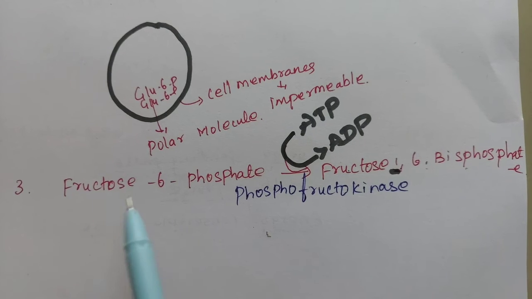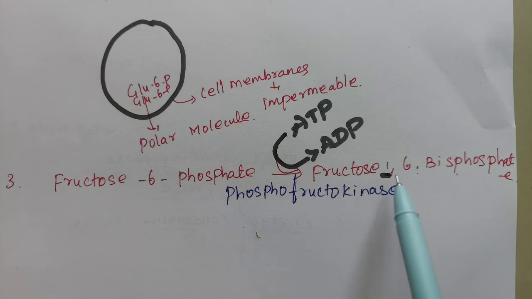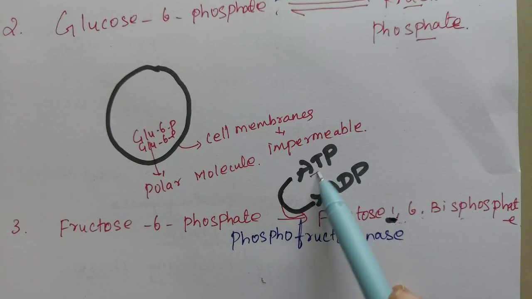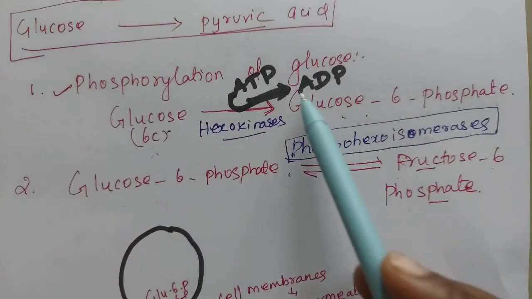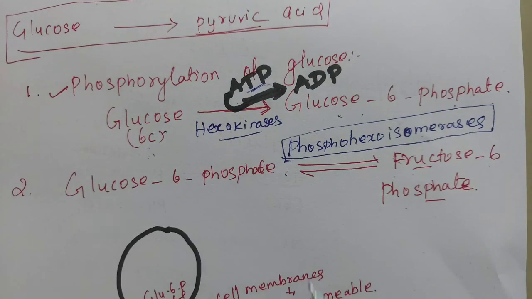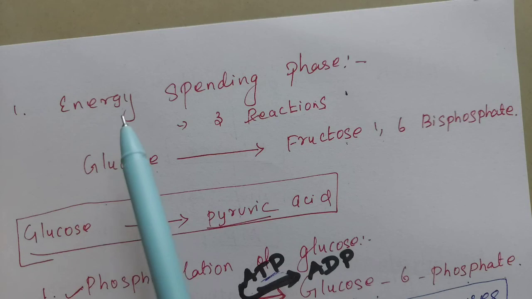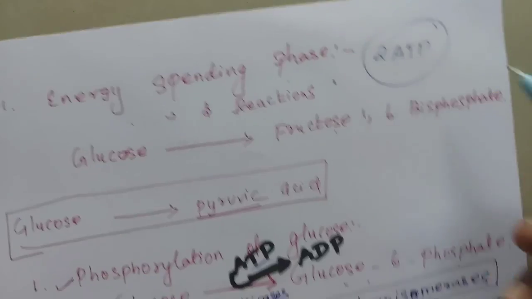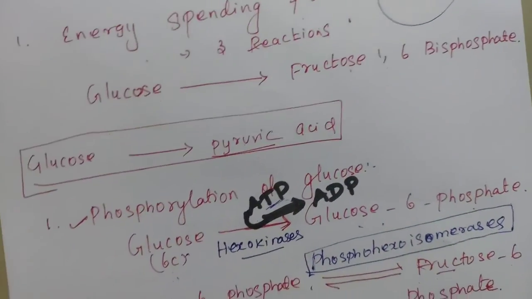The third step: fructose 6-phosphate is converted into fructose 1,6-bisphosphate. Here you can find an addition of one phosphate group, and due to that there is again a consumption of ATP as one phosphate group is added. This reaction is catalyzed by an enzyme known as phosphofructokinase. During this reaction you can find there is a consumption of ATP, that is the energy molecule, at two steps. That is why this phase of glycolysis is also known as the energy spending phase. So two ATP molecules are utilized to convert glucose into fructose 1,6-bisphosphate.